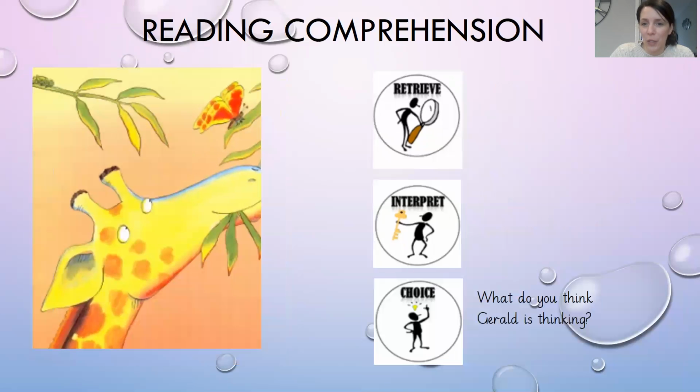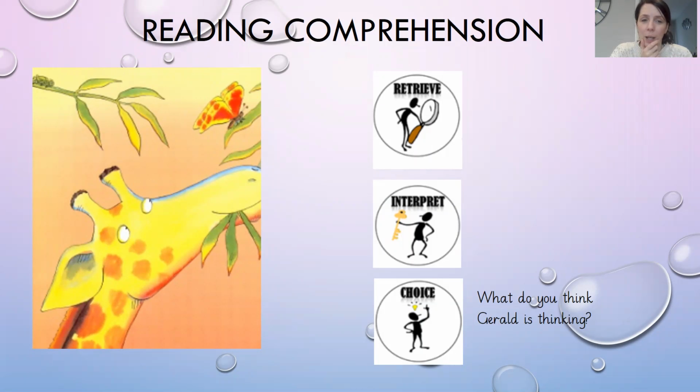Okay, and the last question here is a choice question. What do you think Gerald is thinking? Pause the video and have a little think. Okay, well done. He could be thinking all sorts of things, couldn't he? I maybe think he's thinking, oh, that's a really pretty butterfly on that leaf, because he's looking directly at it.